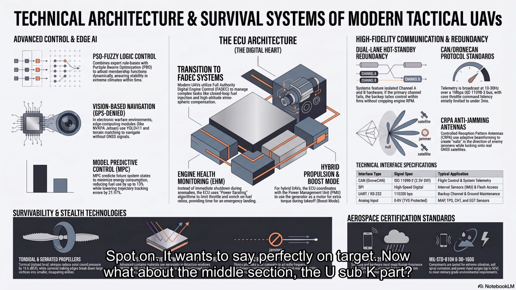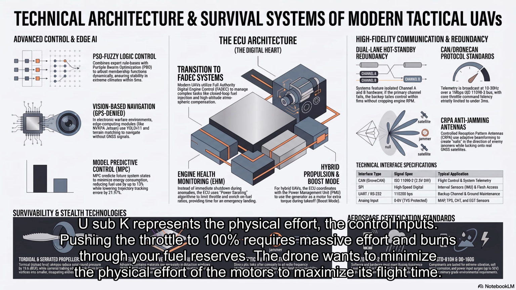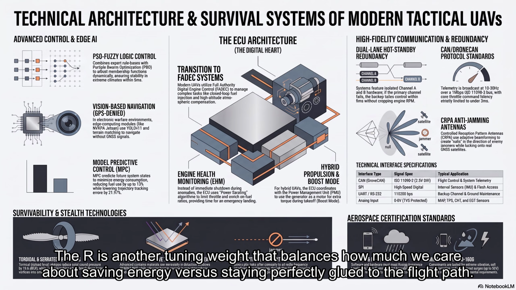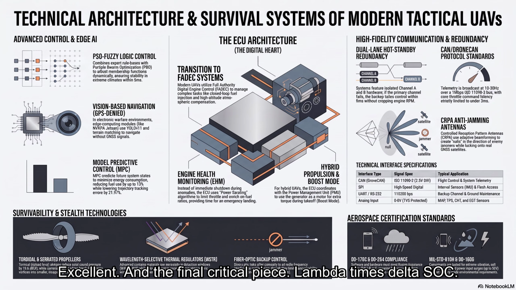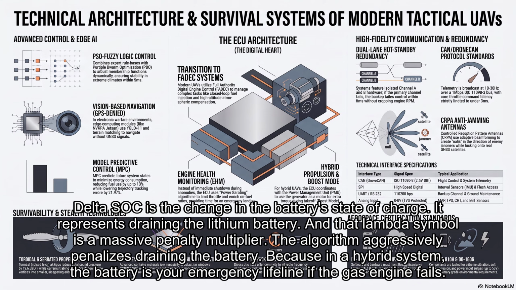Now, what about the middle section, the u sub k part? U sub k represents the physical effort, the control inputs. Pushing the throttle to 100% requires massive effort and burns through your fuel reserves. The drone wants to minimize the physical effort of the motors to maximize its flight time. The R is another tuning weight that balances how much we care about saving energy versus staying perfectly glued to the flight path. Excellent. And the final, critical piece, lambda times delta SOC. Delta SOC is the change in the battery's state of charge.